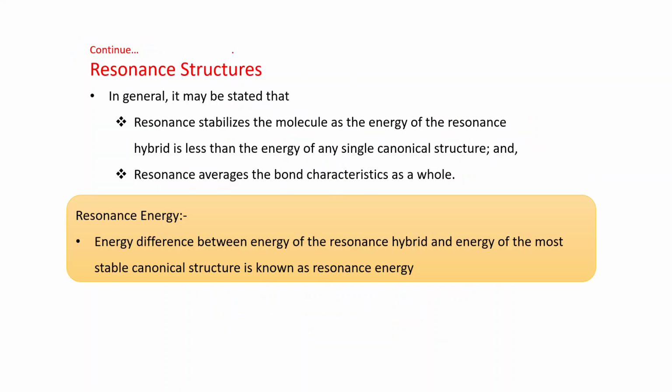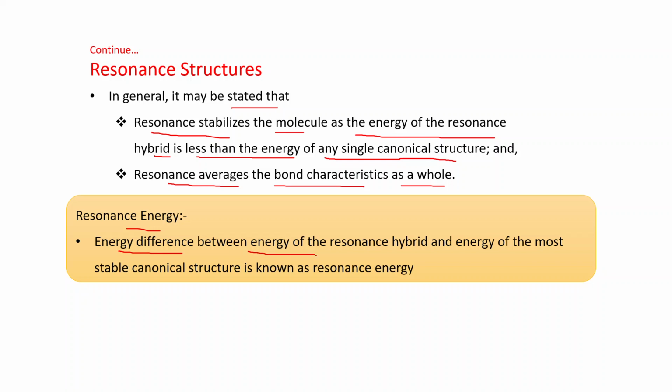In general, it may be stated that resonance stabilizes the molecule as the energy of the resonance hybrid is less than the energy of any single canonical structure, and resonance averages the bond characteristics as a whole. Resonance energy: the energy difference between the energy of the resonance hybrid and the energy of the most stable canonical structure is known as resonance energy. Actually, the resonance hybrid exists. That's why it is stable.